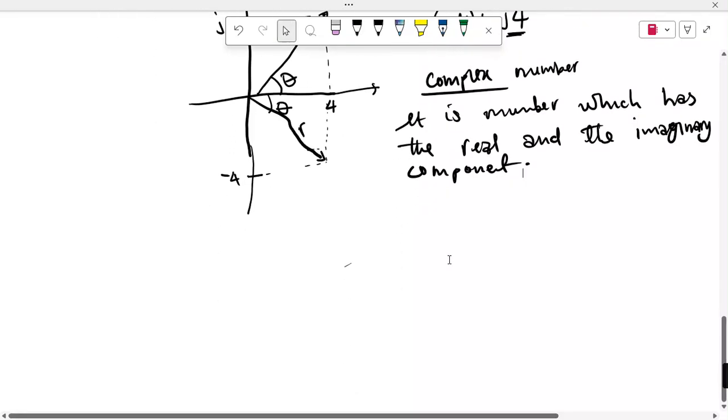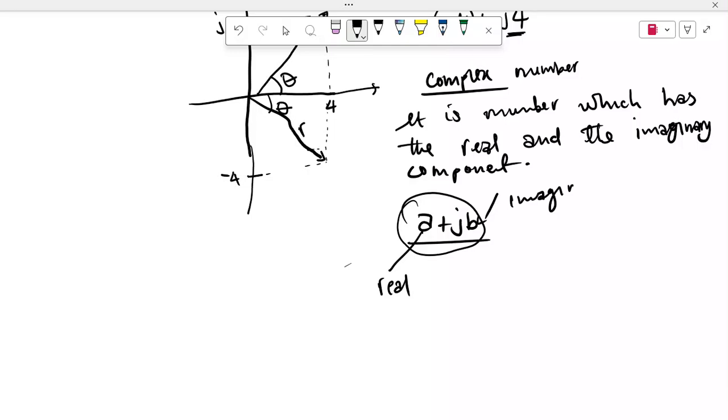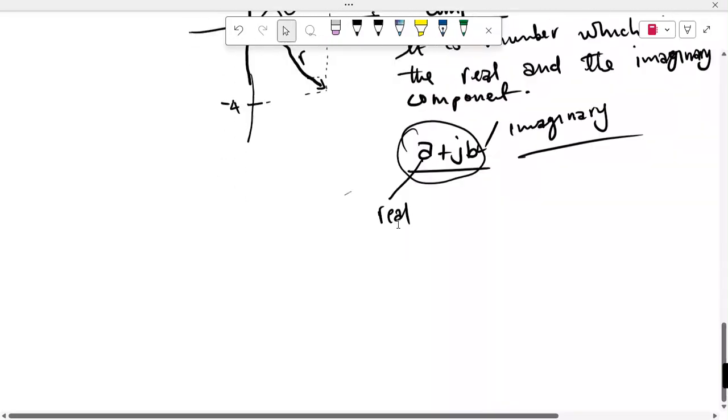So at times they use the notation A to represent the real part, then B to represent the imaginary part. So if we express a number in this form, we just mean A is real and B is imaginary. So don't be confused. Okay? So we just have a real and imaginary part.